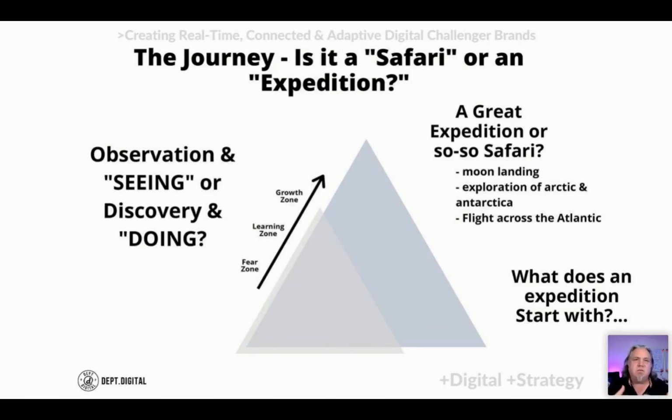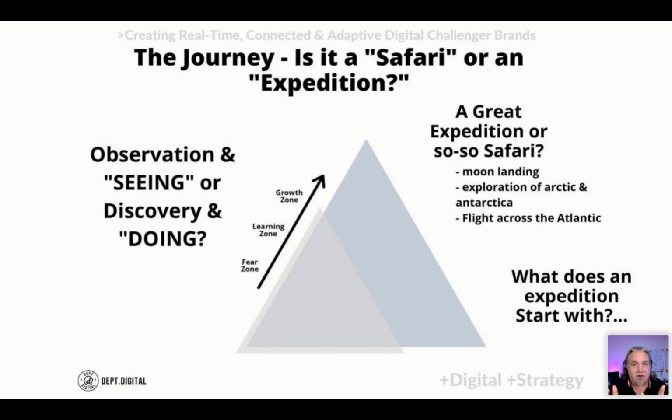One of the things we think about when we're enabling digital and our online marketing and strategies is: are we here as a safari or as an expedition? One of the things we need to look at is how committed you are to that process. If you're just browsing, looking over here and over there, looking at the tigers, that's fine, but where are you going to get with that? That's what I would call a safari. We're just observing, we're not discovering and doing. That's the difference between a safari and an expedition.